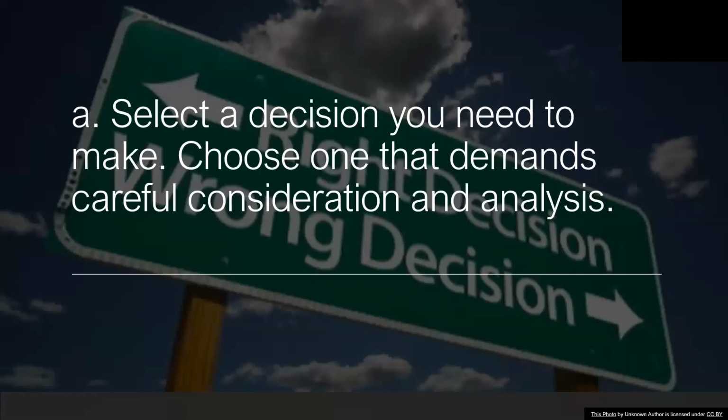So part A says, select a decision you need to make. Choose one that demands careful consideration and analysis. On part A, the only thing you're doing is listing that one decision that you need to make. What is it? And why does it require this careful consideration and analysis?